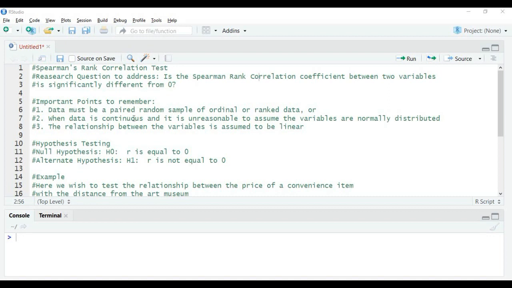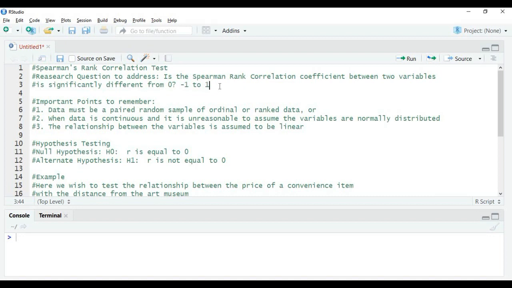When we apply the Spearman's Rank Correlation Test, the research question that we typically address is whether the Spearman's Rank Correlation Coefficient between two variables is significantly different from zero. That is to say, either it is positive or negative, as the coefficient varies between minus 1 and positive 1. So the research question is whether it's different from 0, whether it's plus 1, a positive correlation, or minus 1, a negative correlation. That's what we have to figure out.